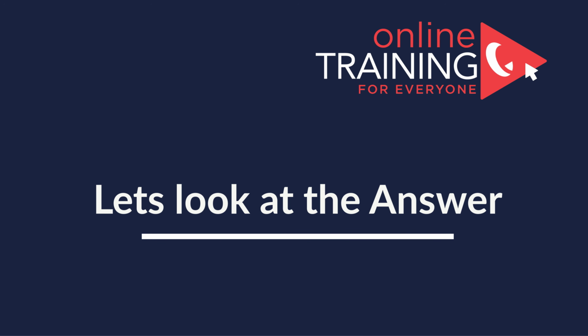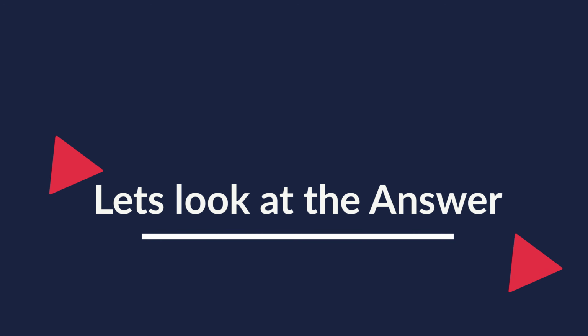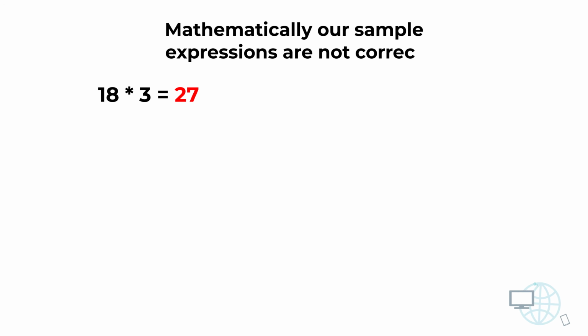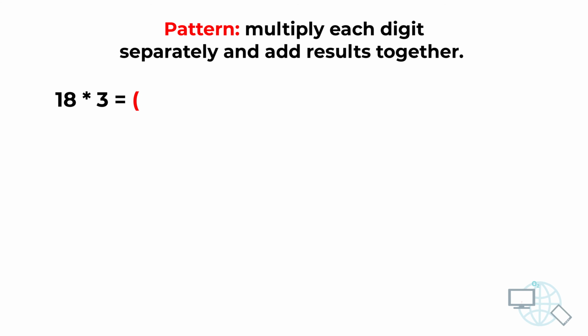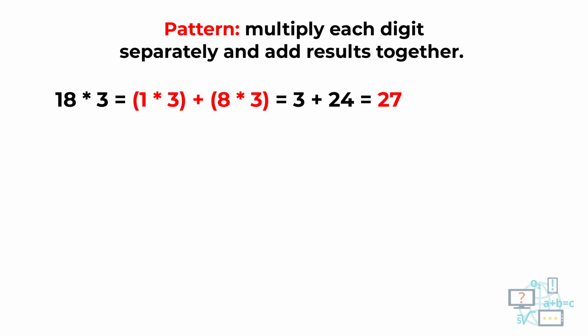Even though mathematically our sample expressions are not correct, for example 18 by 3 is not equal to 27, if you multiply each digit separately and add the results together, you will get the result you need. For example, 18 by 3 should be processed as 1 multiplied by 3 in parentheses plus 8 multiplied by 3 in parentheses, which would be equal to 3 plus 24, which would be equal to 27.